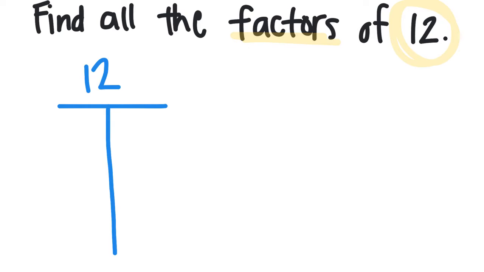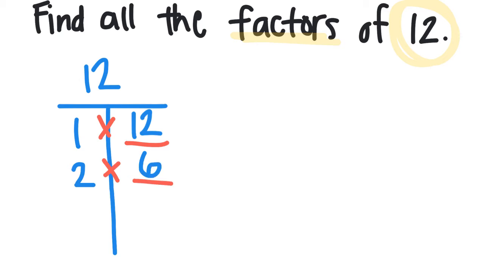When you find all the factors of a number, to stay organized, we need to go in order. So we always start with 1. So first we need to ask ourselves, 1 times what would get me 12? Well, 1 times 12 would get me 12, right? Okay, so we started with 1. Now let's go to 2. 2 times what would get me 12? 2 times 6 would get me 12.